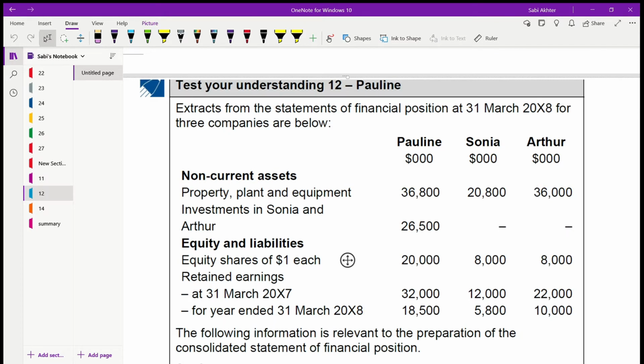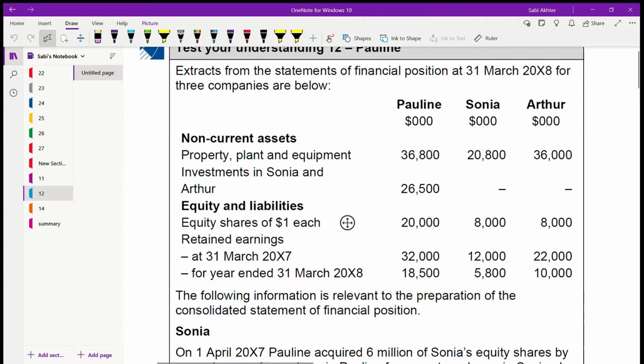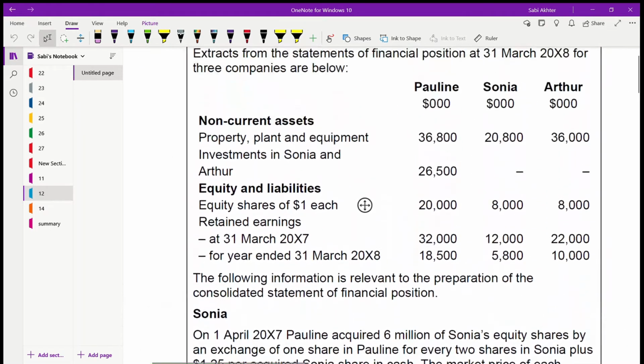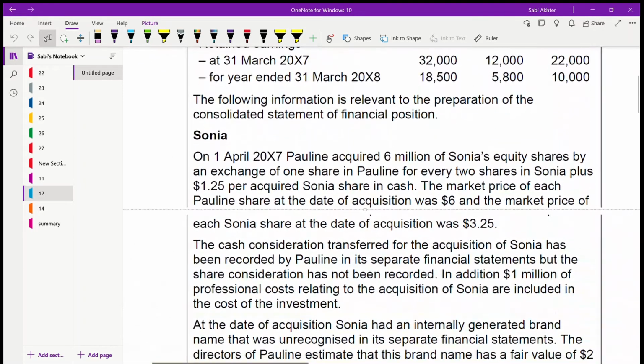Okay. Extracts from the statement of financial position. So you have been given some extracts of 3 companies. Let us go to Sonia and Akther. Okay, Sonia.